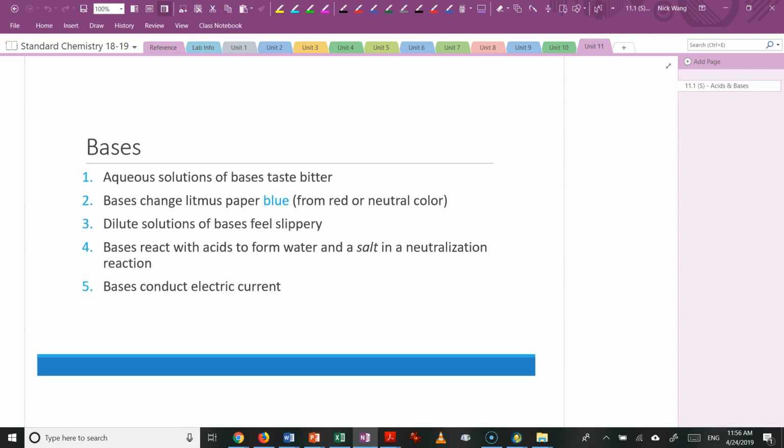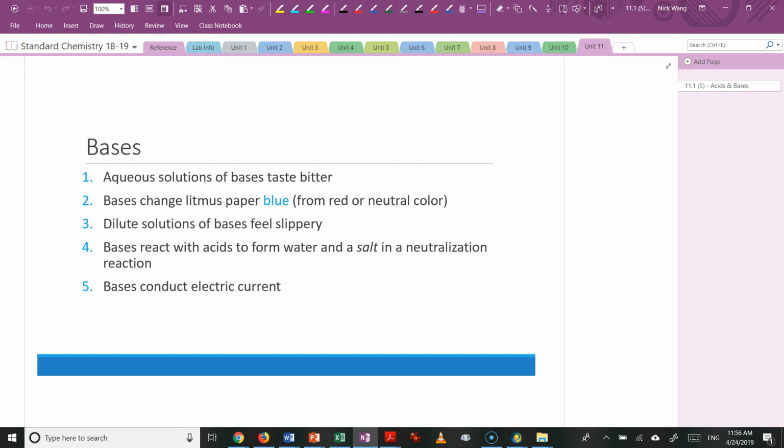Speaking of which, let's take a look at how bases compare. Aqueous solutions of bases taste bitter. Once again, do not just go around tasting a substance to see if it's bitter and therefore determine if it's a base. A lot of times things that taste very bitter do so because of the basic content of the materials inside of them. Bases change litmus paper, instead of to red, to blue.